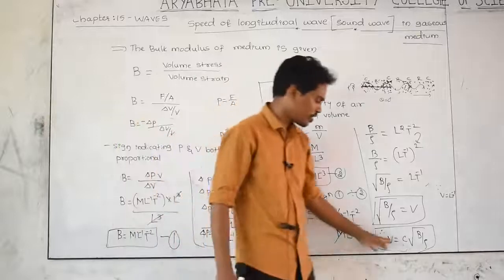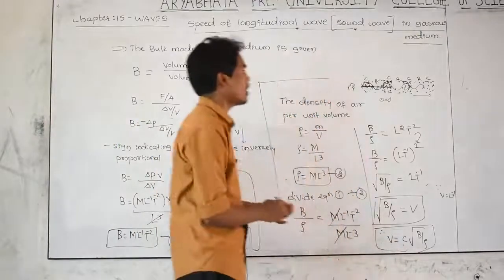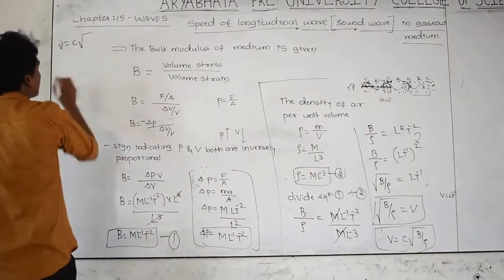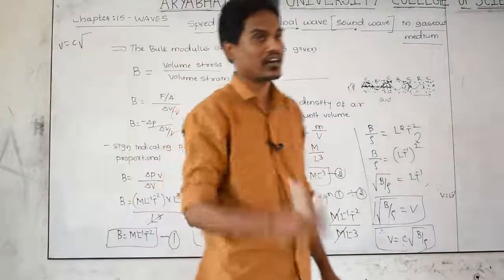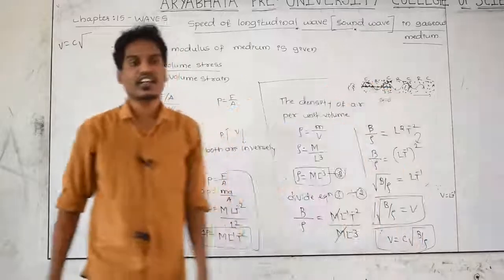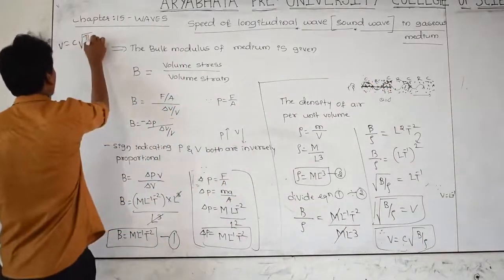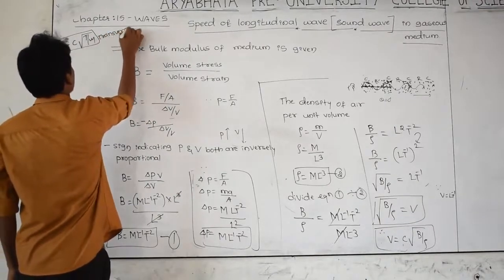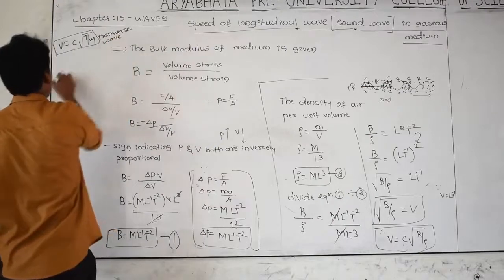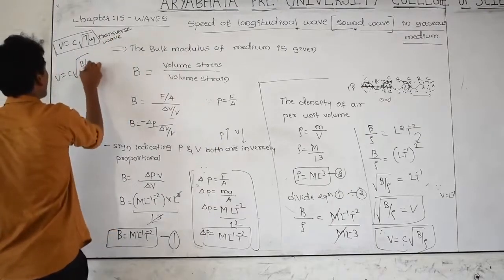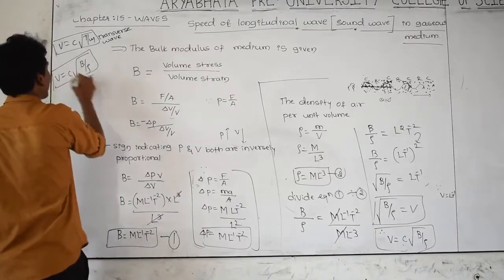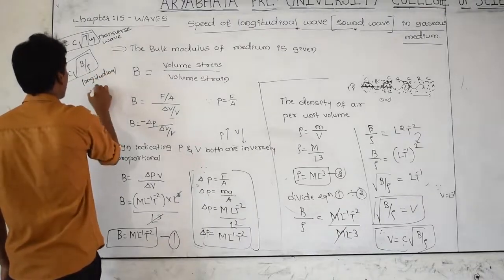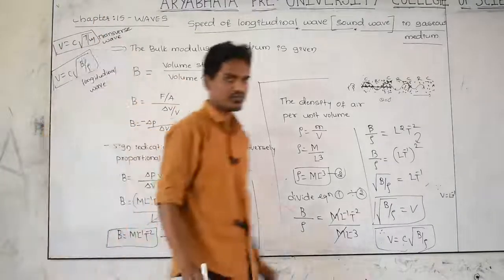And don't confuse the velocity formula for sound wave. And one more you have studied, that is velocity is equal to C into root of T by mu, for transverse wave. Just now we have studied, that is root of T by mu. This is the transverse wave formula. And the velocity is equal to C into root of B by rho. This is the formula in order to find out the speed of which wave? Longitudinal wave. Please remember these formulas.